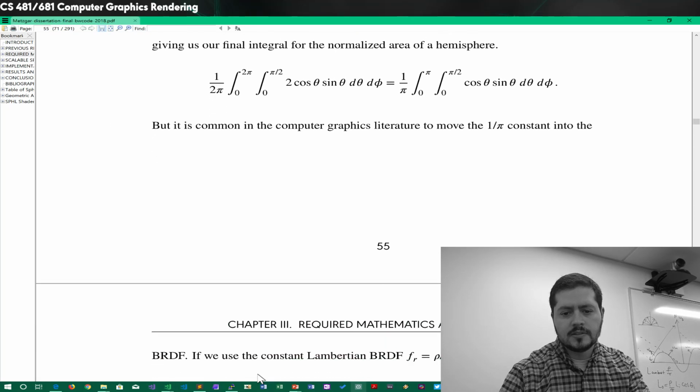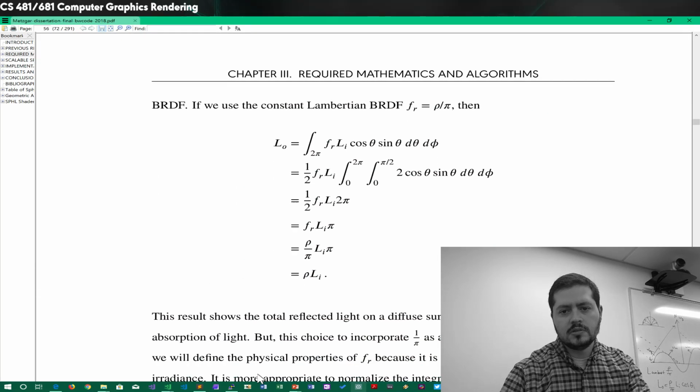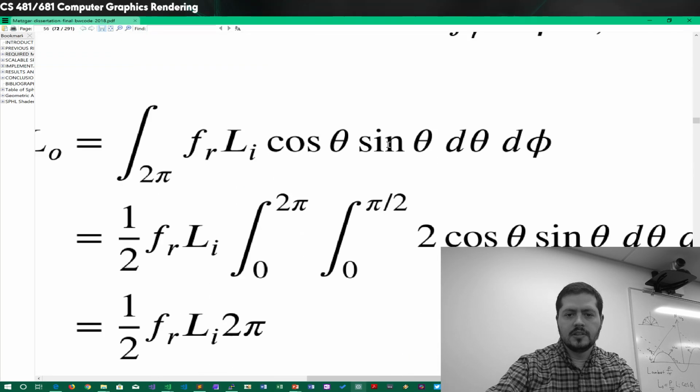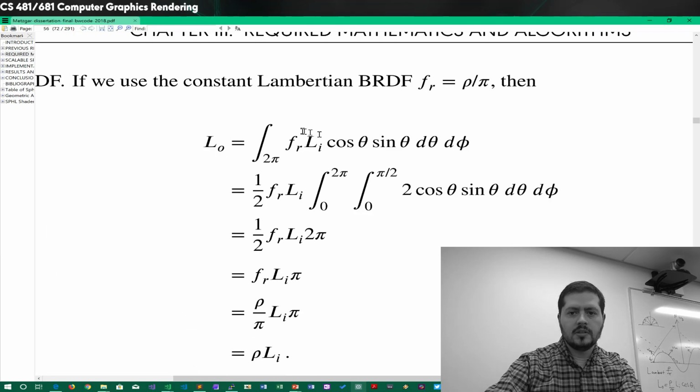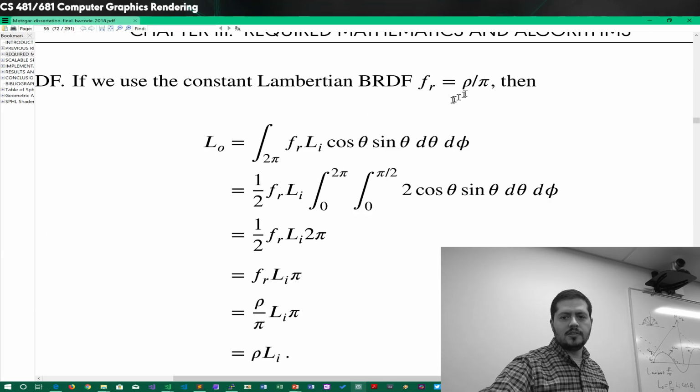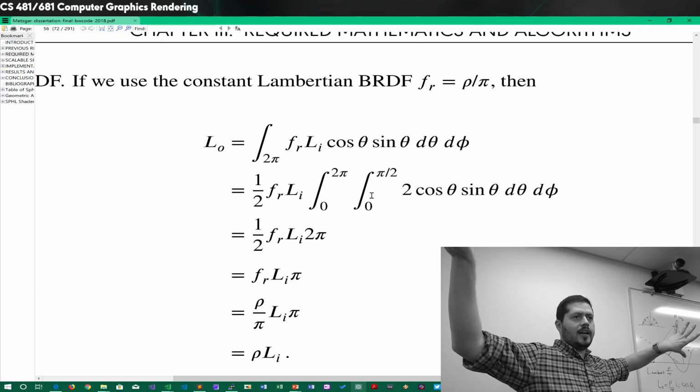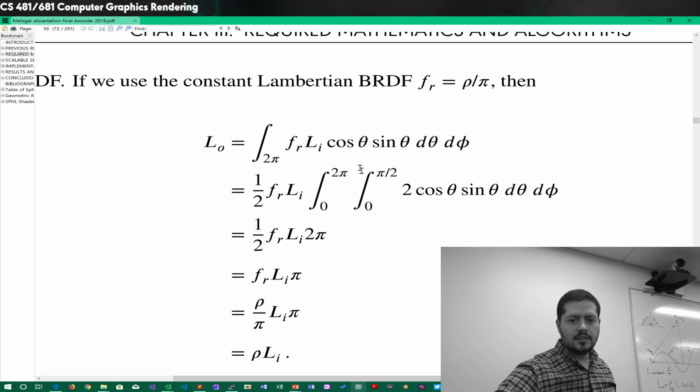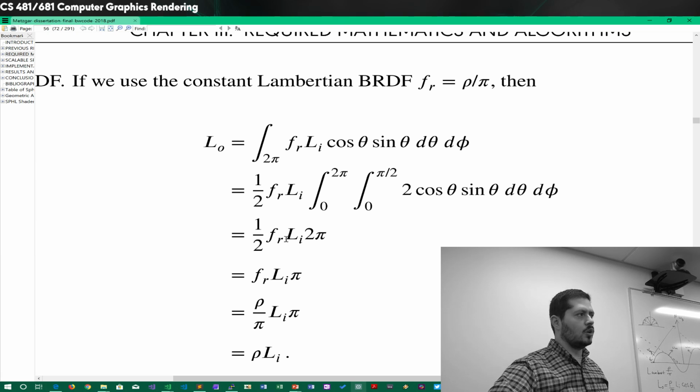All right. So we have our Lambertian as rho over pi. We're going to actually integrate this. We're going to factor out our 1/2 again, and our f sub r. So we already know what this is going to be. That's going to end up being 2 pi. And we know that f sub r is rho over pi.